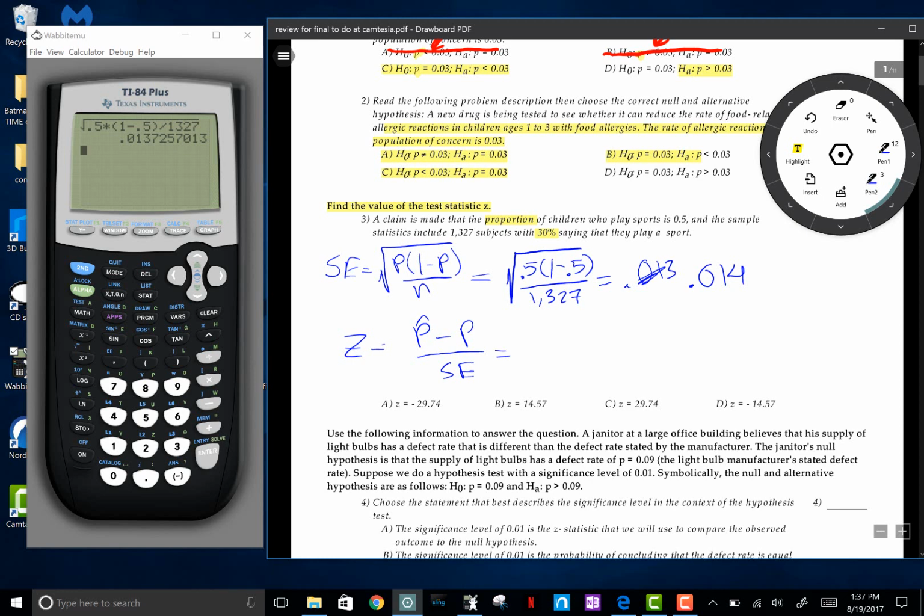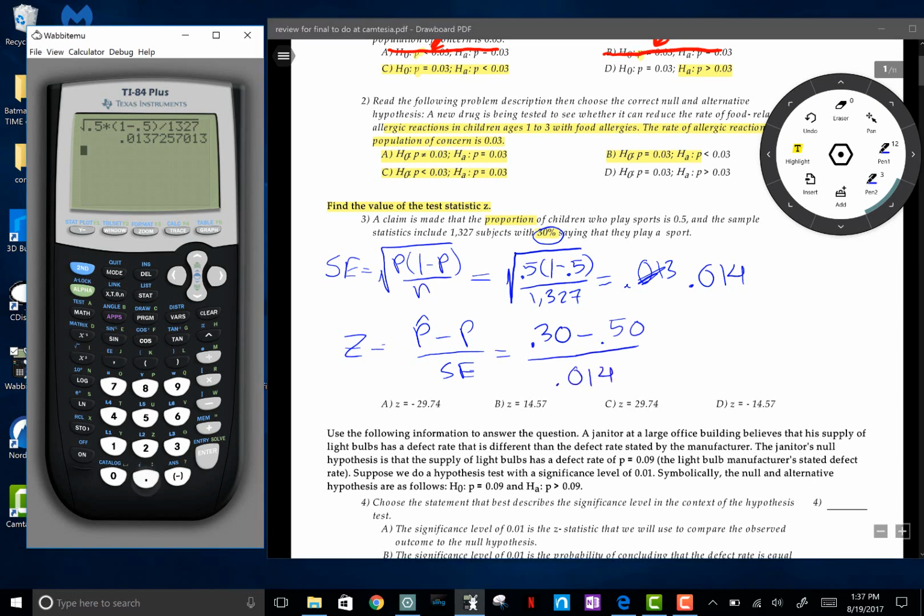So in this case, p hat is whatever proportion they got from the sample. So the proportion they got from the sample is 30%. So you always want to convert that to decimal. So we'll put 0.30 minus the proportion of the claim, where they're claiming that the proportion of people who play sport is 50%. So we put 0.50 right there, and we divide it by the standard error.